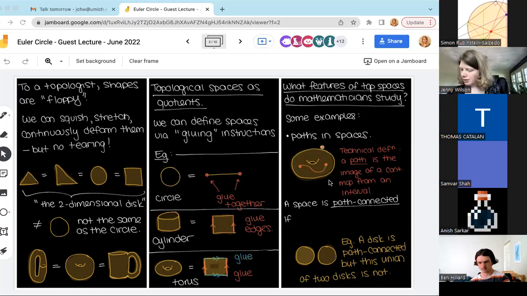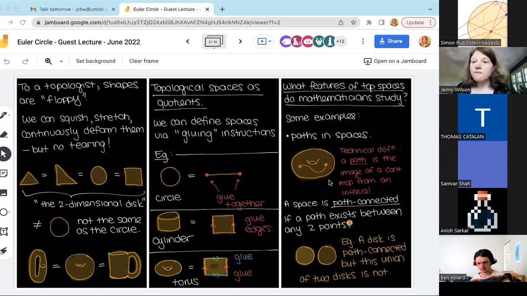Okay. And one topological invariant of a space is path connectedness. So a space is path connected by definition if a path exists between any 2 points.